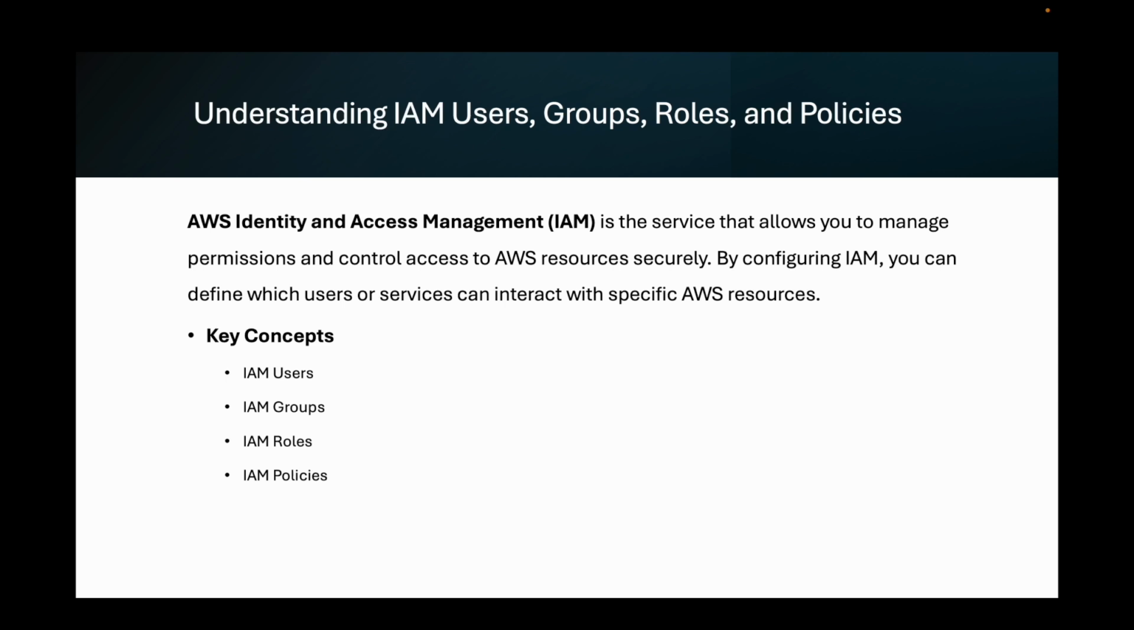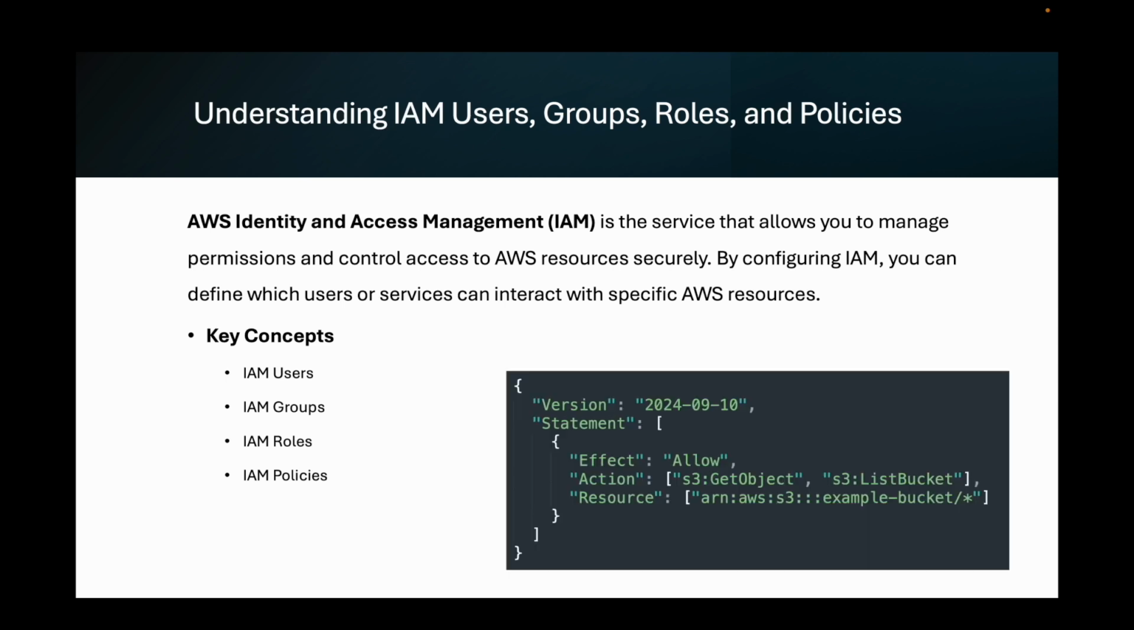Now policies can be attached to users, groups, or roles. Here is an example of what a basic IAM policy looks like, which allows read access to an S3 bucket. I've given the version number, then the statement where I have effect, action, and resource. Effect is allow permission. Action is you can get objects from S3 and you can list buckets from S3, and the resource is the example bucket that I've created.